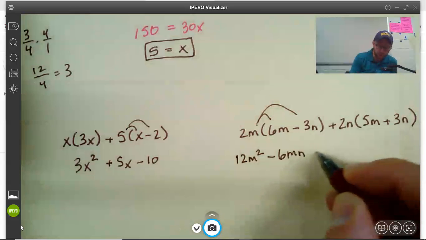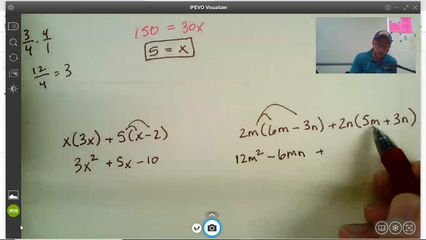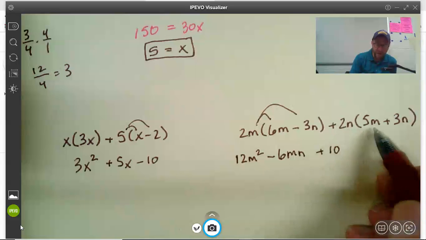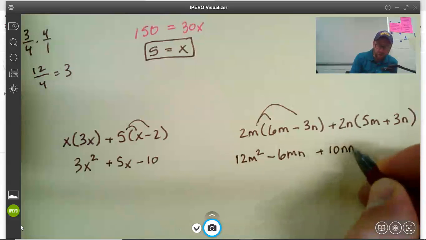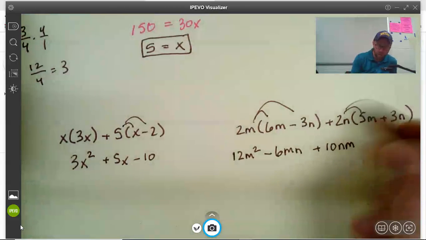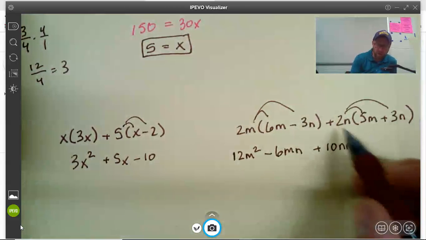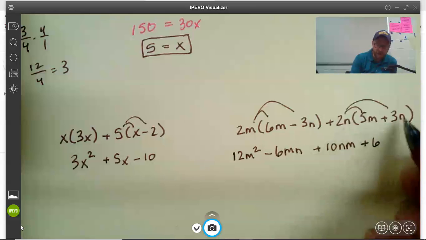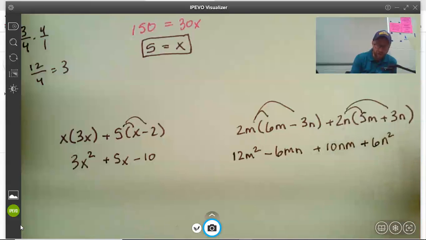Okay? And then over here, 2n times 5m, 2 times 5 is 10, and n times m is, we just write it as nm together. And then 2n times 3n, 2 times 3 is 6, and n times n is n squared.